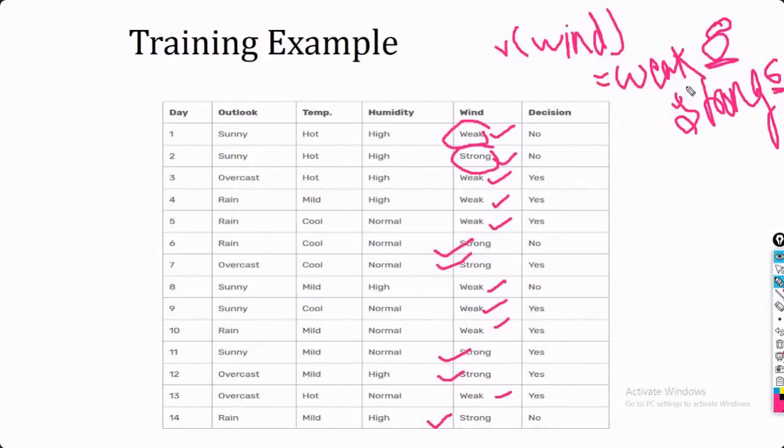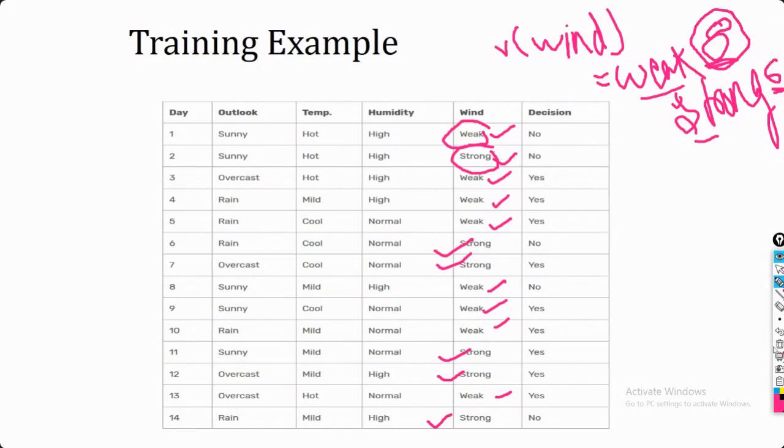Next, we are going to count within these 8, because I need to calculate the entropy for weak and also for strong, and next we are going to combine them, and that combined result we are going to subtract from the gain which we have calculated for the training example. Hope this is clear. Okay, so next, out of 8 how many are no and how many are yes?